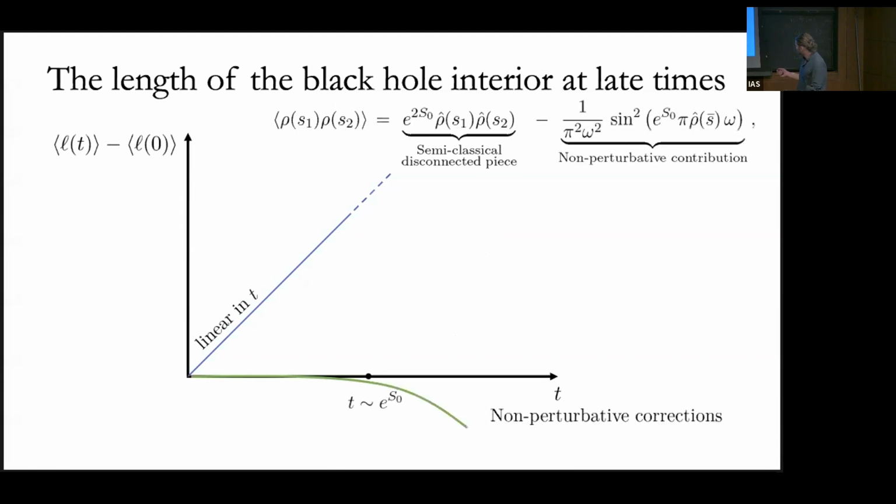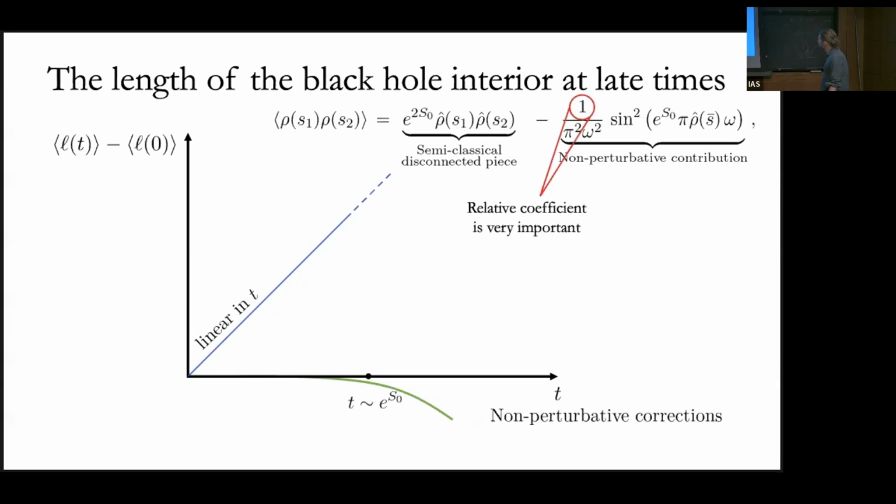And the second piece that I'll plot are the non-perturbative corrections. I won't go through the wormhole contributions, as that turns out not to be important. So the non-perturbative correction at early times starts out at precisely 0. And eventually, because there's the scale e to the S0 entering in the sine kernel, at times proportional to e to the S0, they start deviating.